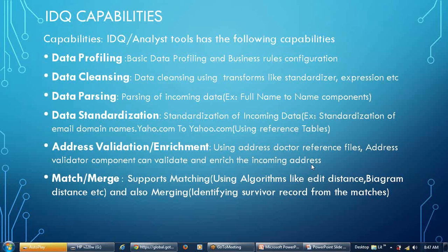Okay, and also you can do match merge. It supports not only exact match, it also supports fuzzy match. We will see what is exact match, what is fuzzy match and all. It has some algorithms like edit distance, bigram distance and all. And it also supports merging the duplicates, like, out of the identified duplicates, what would be your survivor record? Okay, so it will help us do basically all these capabilities. So any questions on this slide?